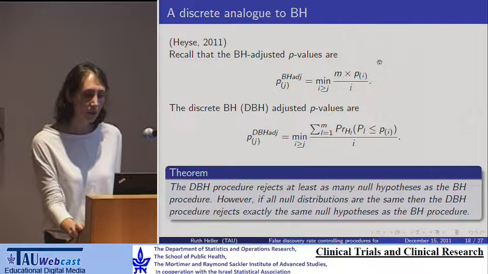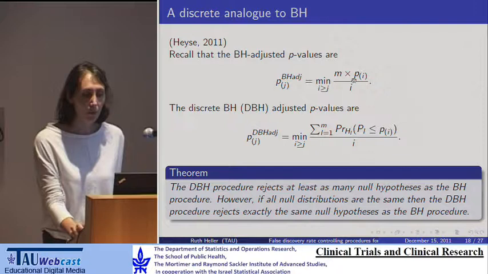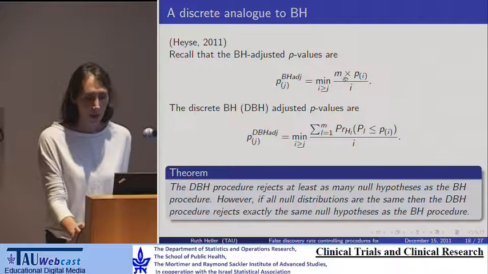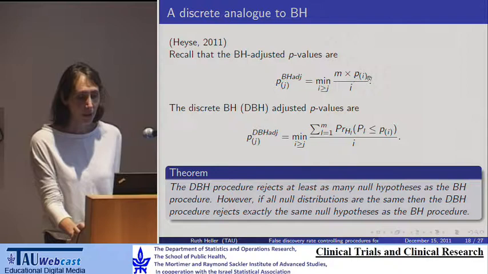What you have here in the numerator is actually an upper bound on the expected number of true null hypotheses that will be rejected if the threshold was the ith largest p-value. This is an upper bound if you consider that under the null, the p-values are actually uniform. However, if the p-values are not uniform, then the upper bound can actually be smaller.